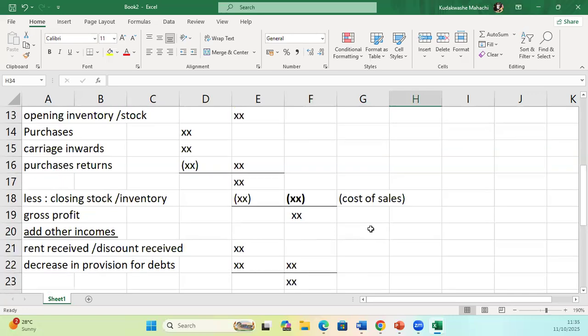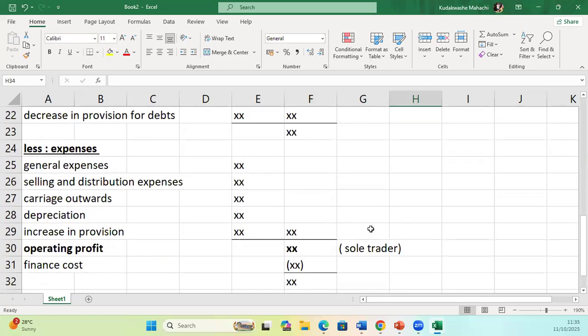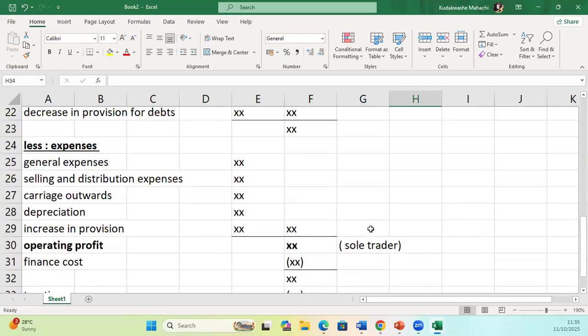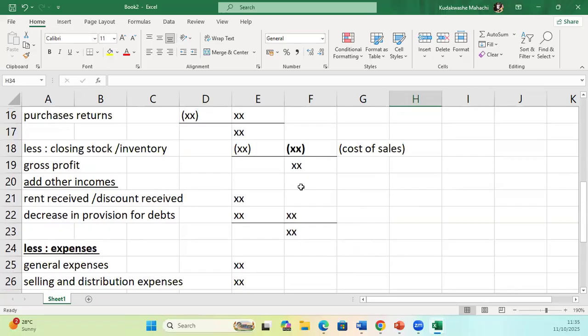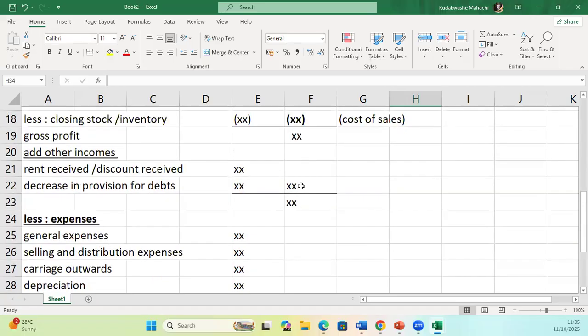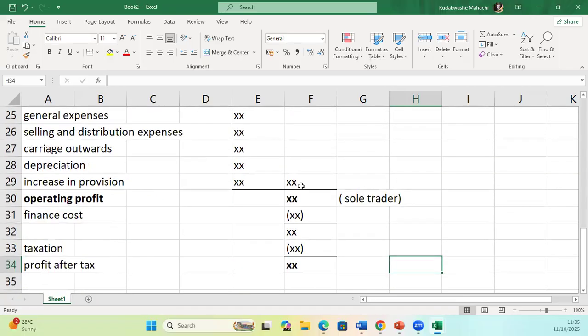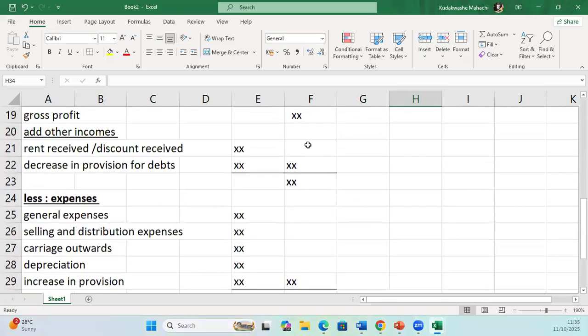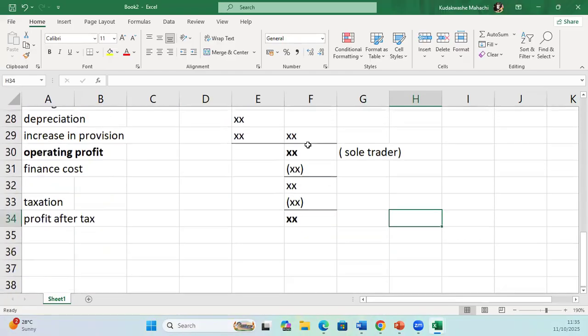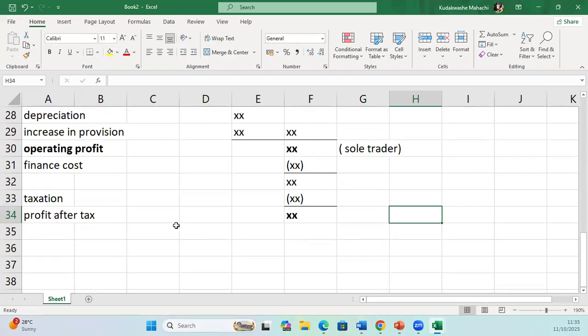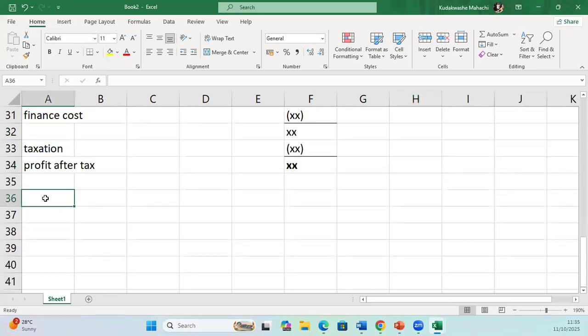So the profit you have made in the business, remember, is what you received less the payments you made. The payments you make are for cost of sales and for expenses. So from what you received, you deduct the cost of sales and you deduct expenses.